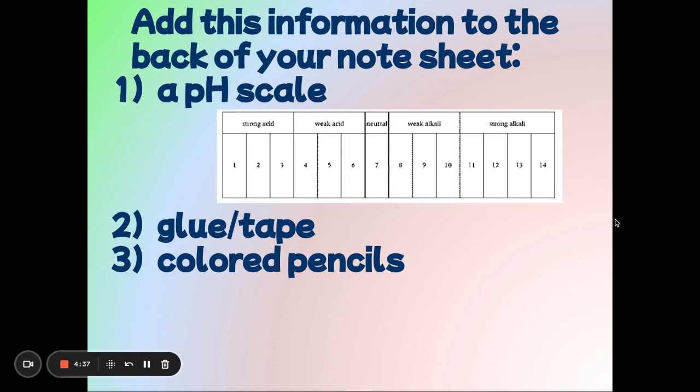Now, there's a couple of things I'm going to have you add to the back of your sheet, and this is one of those. There's a little strip of paper that you'll get either from the sub or Miss Asbury, Mr. Agner, or Mr. Spivey, whoever is in that room with you. Please ask them for a copy of the pH scale, and the glue and the tape is still in the back of the room, and hopefully the colored pencils are on your table.